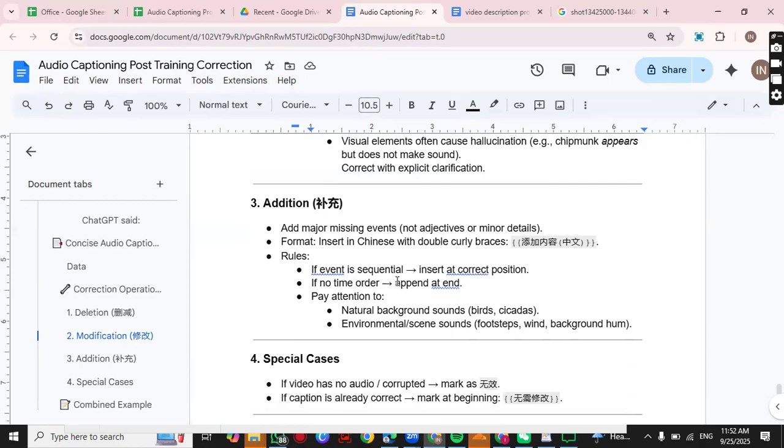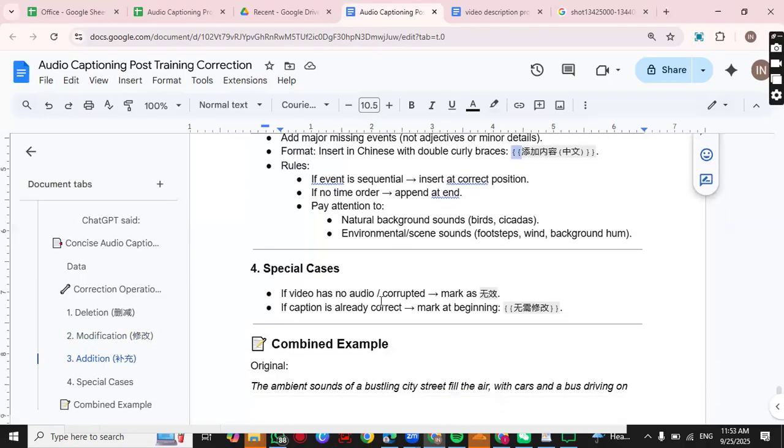Just add that, but we need to take care of the brackets. For modification, we have to use square brackets. For addition, we have to use curly brackets. Simple. And if there is no audio in the video, just mark it invalid. There will be a button on the platform which will say invalid. And if the caption is already correct, mark it this one. So you checked everything that is correct. Just copy this statement and paste it in the beginning of it.